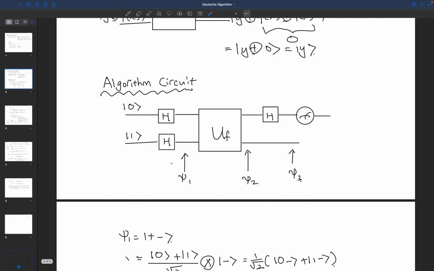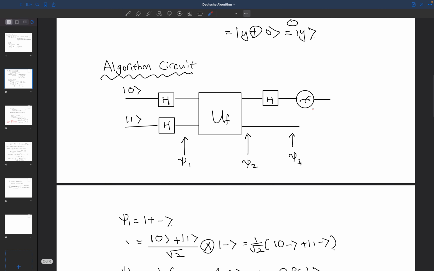So the Deutsch algorithm can be implemented by this circuit. First, we have two qubits. The first qubit is 0 and the second qubit is 1, and both of them go through the Hadamard operation and feed into the oracle. And we perform a Hadamard on the first qubit output and do a measurement. If the measurement is 0, we infer that this function is a constant function. And if the measurement is 1, then we infer that this function is a balanced function.